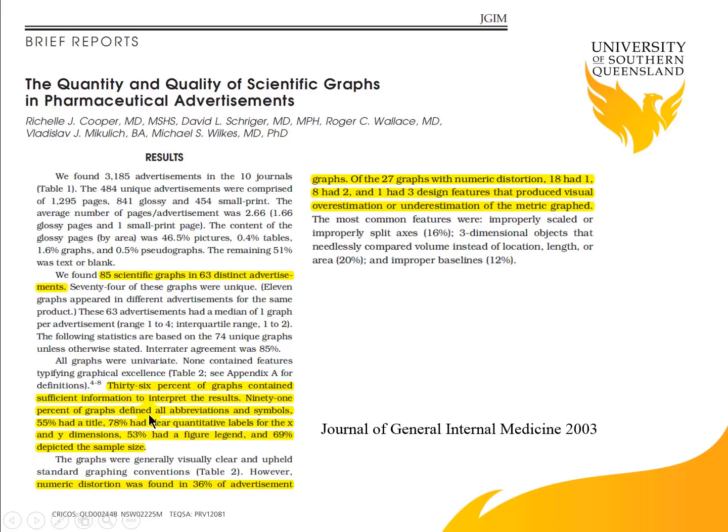91% of the graphs defined all the abbreviations, so that's good. 55% had a title, which is good. 78% had clear quantitative labels for the X and Y dimensions. I'm not sure 78% is something to be happy about, though. I think it should be much higher than that. 53% had a figure legend and 69% depicted the sample size. That's a really big problem, that only 69% depicted the sample size on a graph.